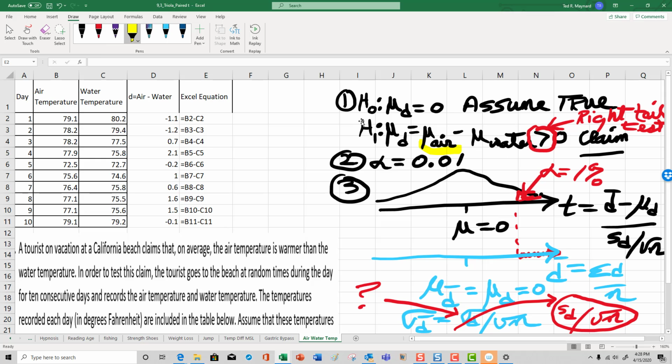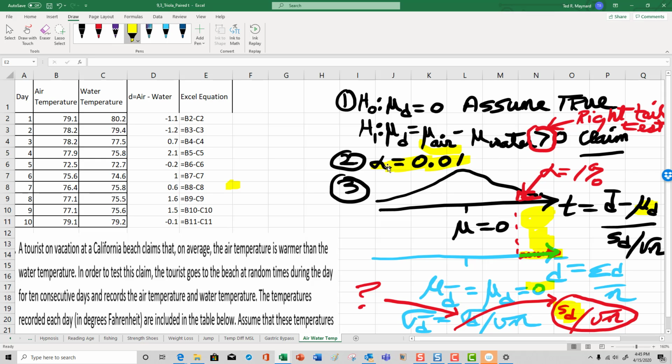The null hypothesis is the complement of the alternate hypothesis. The complement is that the mean difference is less than or equal to 0. However, most books will write this as just the mean difference is equal to 0, and this is assumed to be true. Since the alternate is a strict inequality, the alternate tells us where the rejection region is. This is a right tail test.